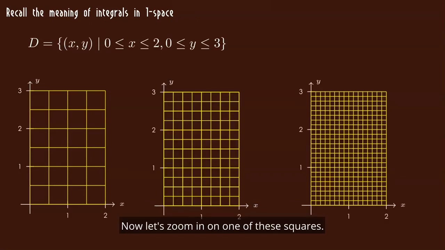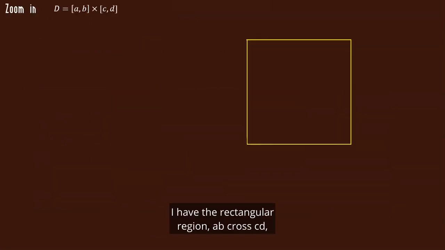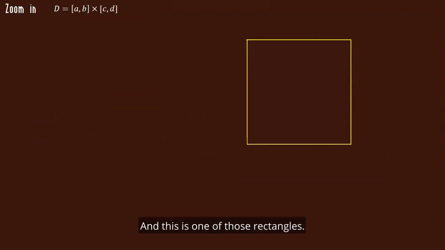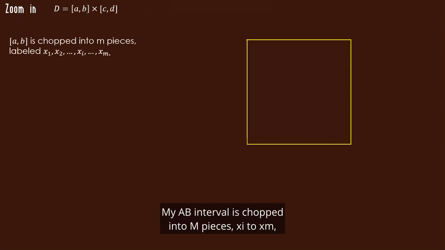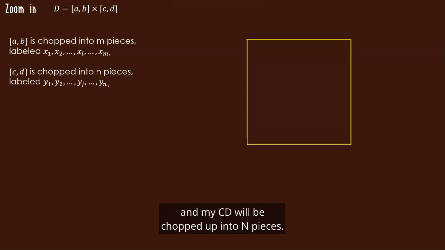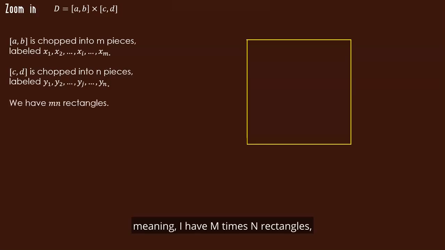Now let's zoom in on one of these squares. I have the rectangular region [a,b] cross [c,d], and I'm going to chop it up into a bunch of smaller rectangles. And this is one of those rectangles. My [a,b] interval is chopped into m pieces, x_1 to x_m, and my [c,d] will be chopped up into n pieces, so I have y_1 through y_n, meaning I have m times n rectangles. And this is just one of them.